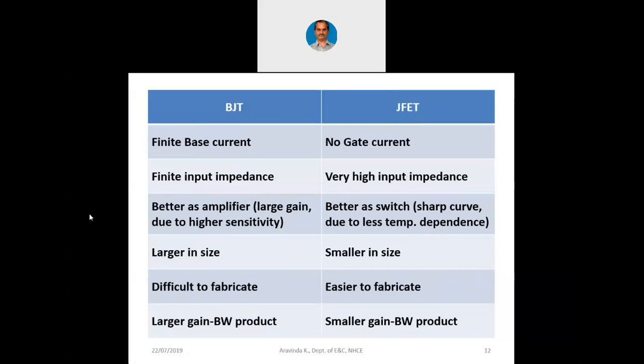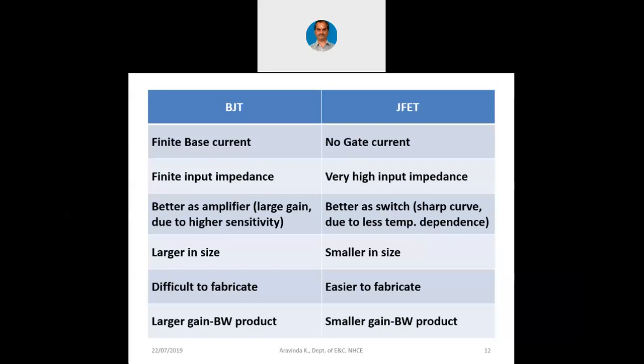Let us go through some more differences between BJT and JFET. BJT has finite base current, whereas JFET has no gate current. Because as such JFET is normally on, we are going to turn it off. Whereas in BJT, as such BJT is normally off, we are going to turn it on by supplying base current. In case of JFET, the device is normally on, we are going to turn it off by applying negative gate bias.